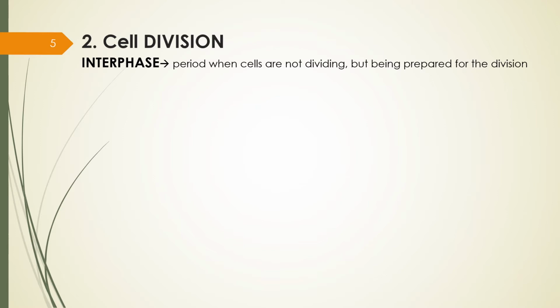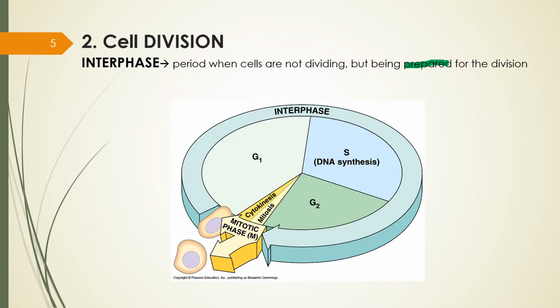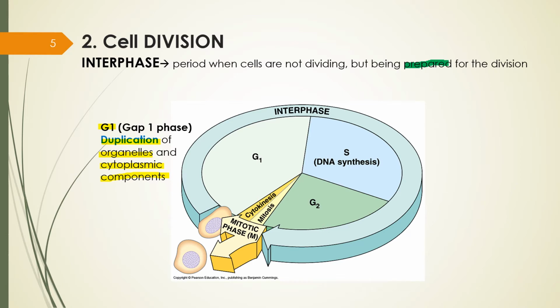So interphase is the phase of preparation. We prepare the cell for the cell division. And it's not so simple. Actually, it's very long. And we have 3 phases inside the interphase. The first one is G1. What happens in G1? You duplicate organelles and cytoplasmic components. So all the organelles get duplicated. For example, if you have 10 mitochondria, now you're going to have 20 mitochondria and so on. After the duplication of the organelles in the cytoplasm, you duplicate the DNA, the genetic material.